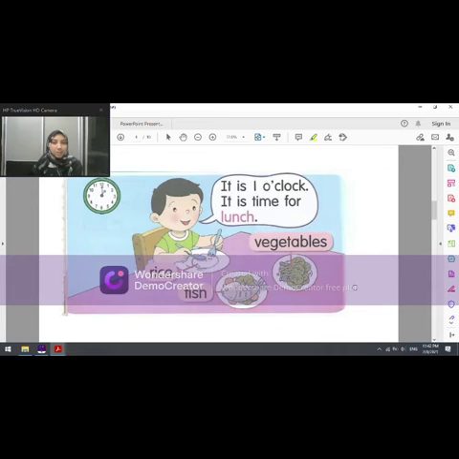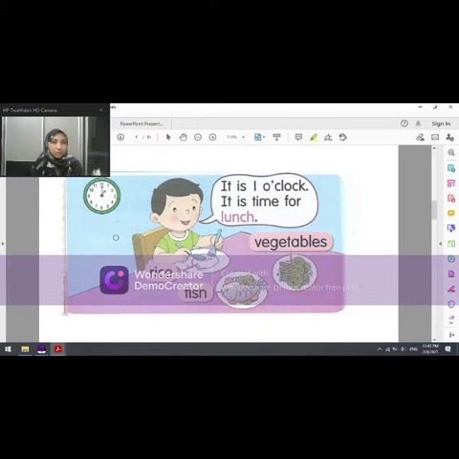Now let's look at the second picture. So this is the second picture. Remember, I said the first thing that you have to focus on is the clock that is hanging on the wall. So the clock is pointing at number 1 and also 12. So it tells the time 1 o'clock in the evening.